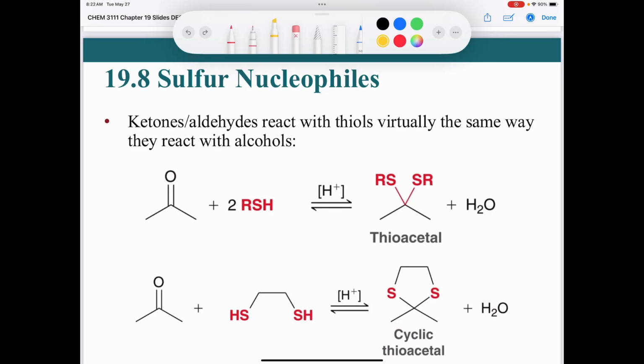All right, sulfur nucleophiles. And hopefully you remember that sulfur is in the same group as oxygen, right? It goes oxygen, sulfur. They're right on top of each other. So since they're in the same group, or the same family, they behave similarly.